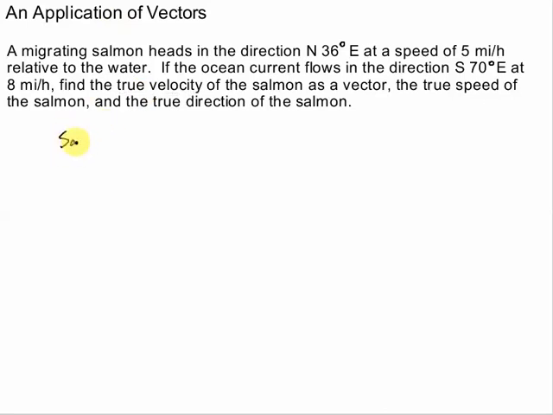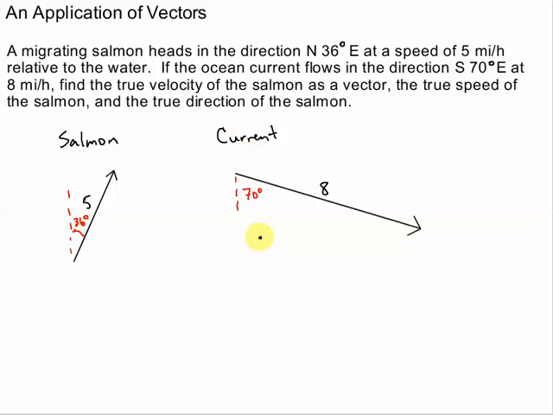So we'll begin by drawing the salmon vector. The salmon swims north 36 degrees east at 5 miles per hour. So the vector looks something like this. And now we take a look at the current vector. The current vector looks something like this. So to get the true velocity of the salmon, we need to add these two vectors together.